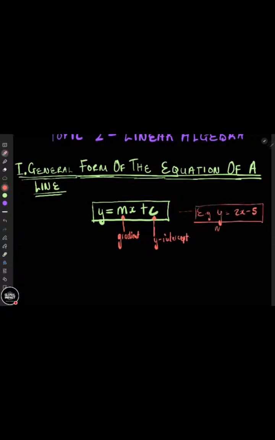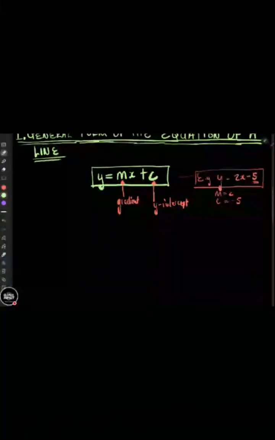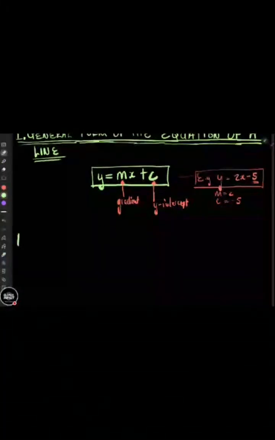In here, m will be 2. The gradient is 2, which is the value before x. And c, which is the y-intercept, is negative 5, which is the number that stands alone. You take it with its sign. So to make the equation of a line, you need 2 things, the gradient and the y-intercept. And that leads us to the second thing we have to know, which is the gradient.